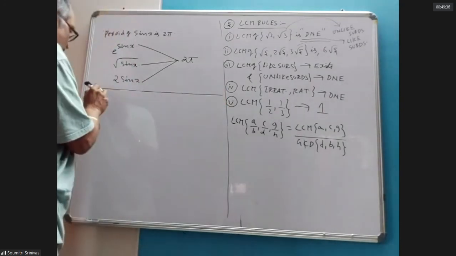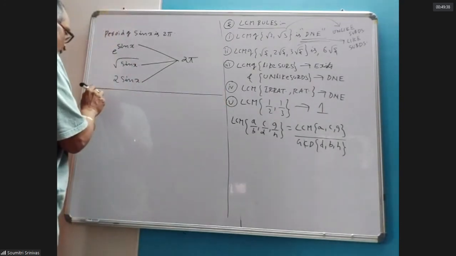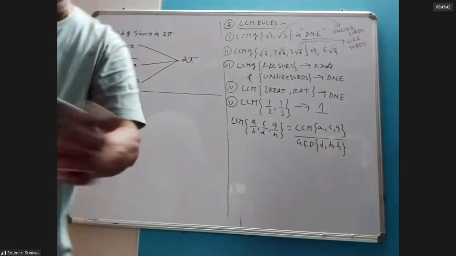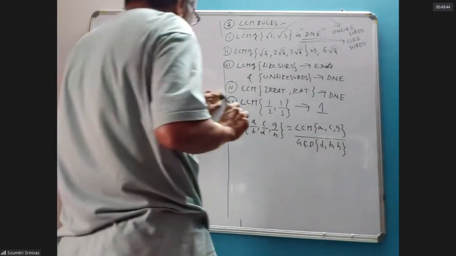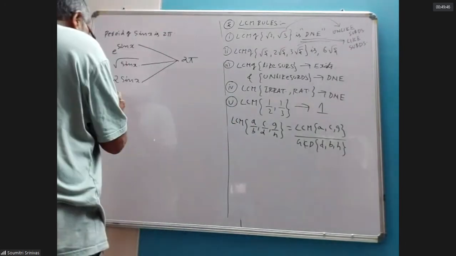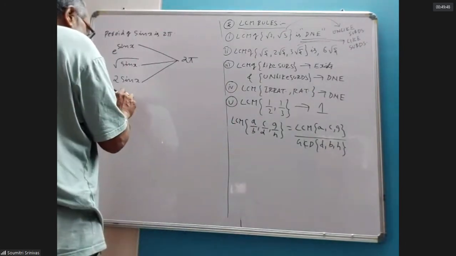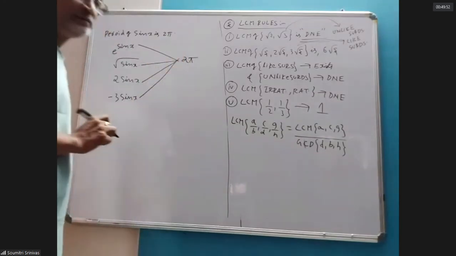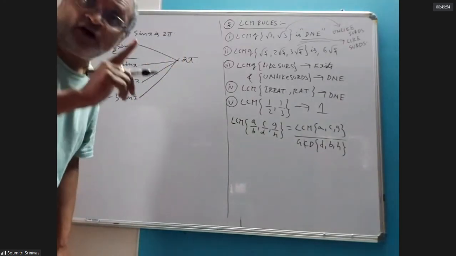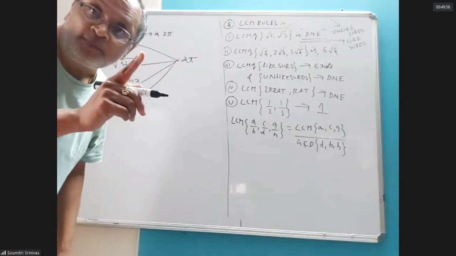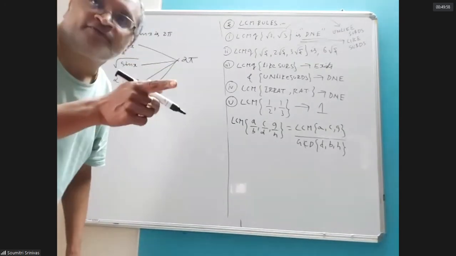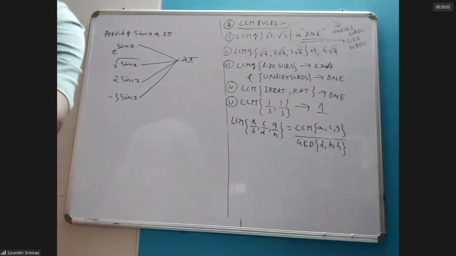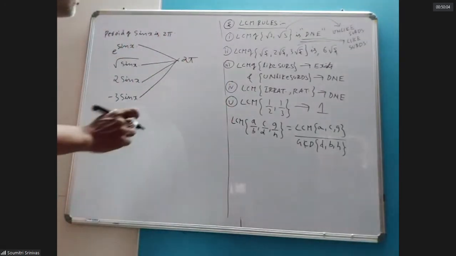Similarly, period of, in fact, one more function forgot to write. Minus 3 sin x. No problem. This is 2π. F of x period is 2π. Minus f of x, period won't change. Because the graph just goes from here to there.